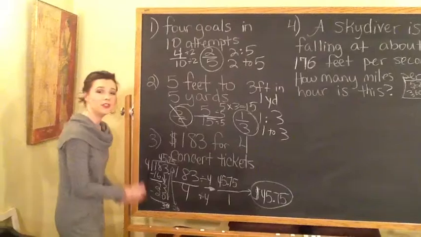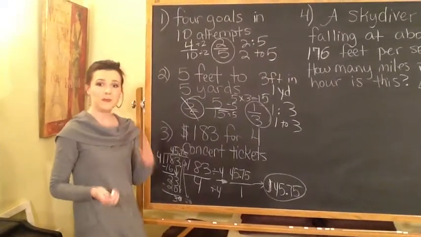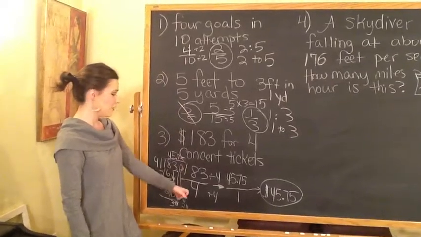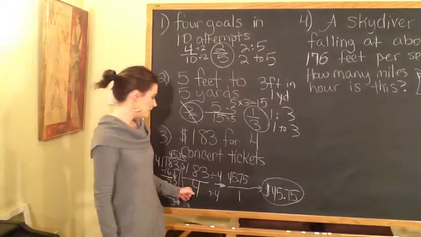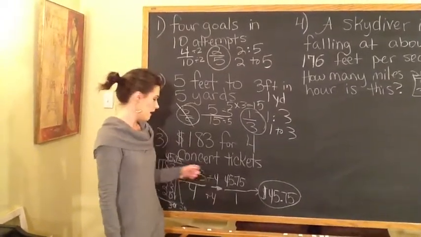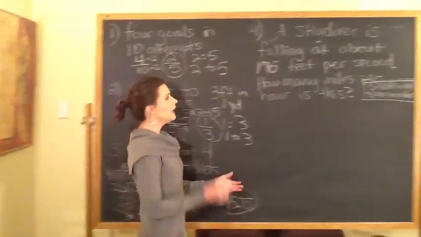Alright, so this is using a unit rate. So anytime they ask you to make a unit rate, set up your ratio like you would up here, 183 over 4, and then you need to get the denominator to be 1. So how do we get from 4 to 1? We divide.